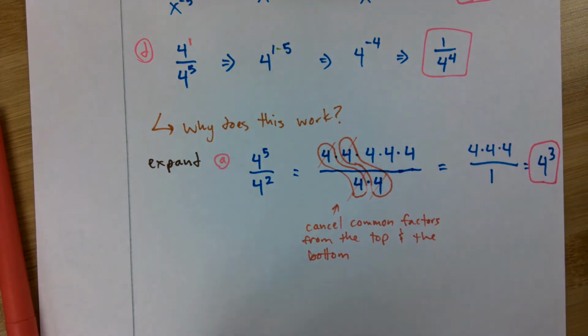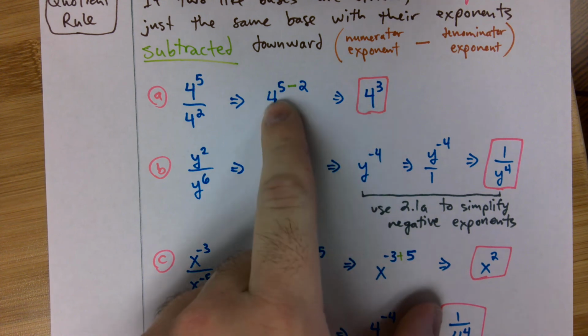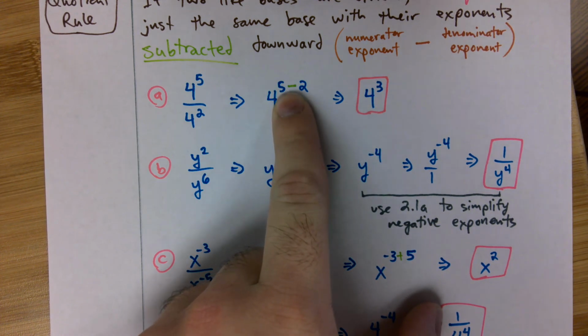And when we use the quotient rule in example A, what answer did we get? 4 to the 3rd power. We just subtracted 5 minus 2, right?